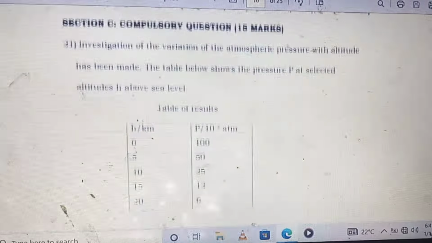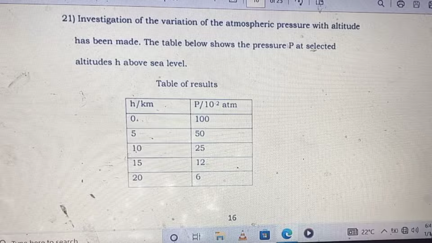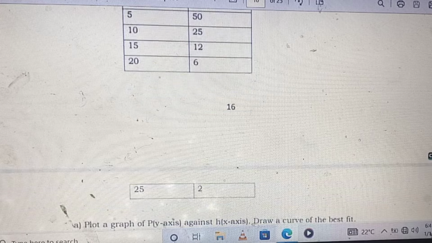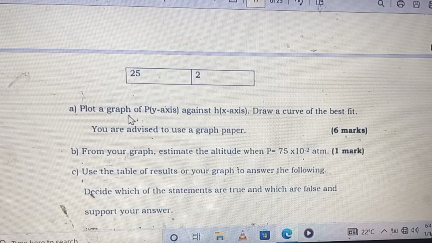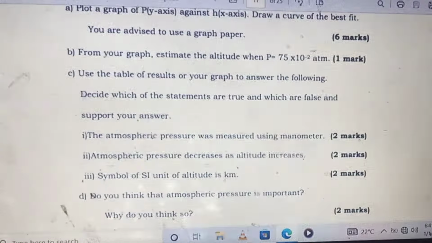Section C, compulsory question 21. Investigation of variation of atmospheric pressure with altitude has been made. The table below shows the pressure P at selected altitude height above sea level. This is data. A, plot graph P in y-axis against height x-axis. Draw curve best fit. You are advised to use graph paper. This you see in marking guide paper.